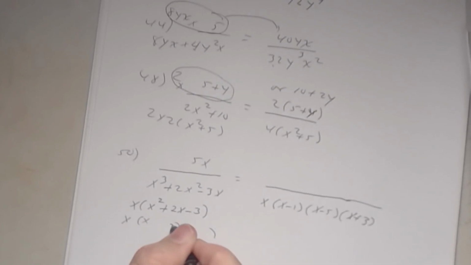x and x, 3 and 1. Now notice 3 is negative, so one's positive, one's negative. Which one's going to be the negative? x plus 3, x minus 1. Yep, x plus 3, x minus 1. Okay, so that's where we're at.